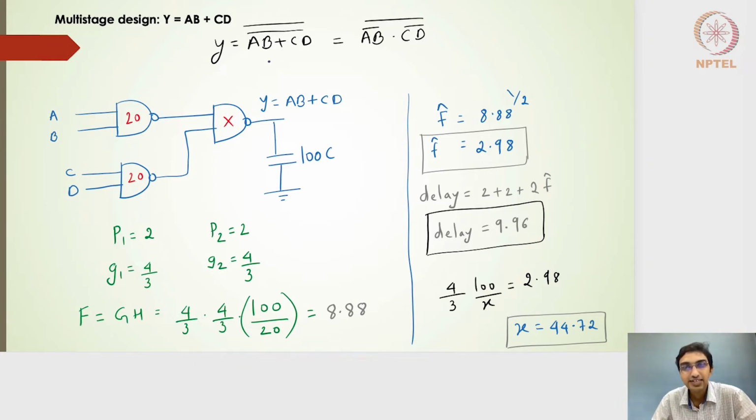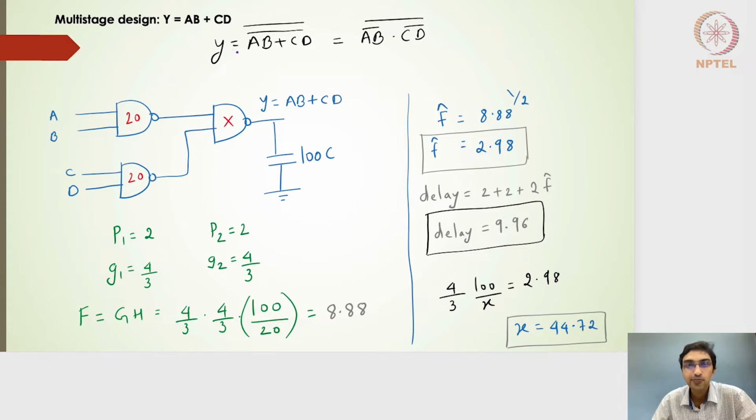Here you can see that I have designed it using 3 NAND gates, where 2 NAND gates are in the first stage, and the third NAND gate is in the second stage. So Y equals AB plus CD can also be rewritten as the NAND operation of AB bar with CD bar. Basically we need a NAND gate to produce AB bar, a NAND gate to produce CD bar, and then a NAND gate to combine the outputs of these two to get the final output Y.